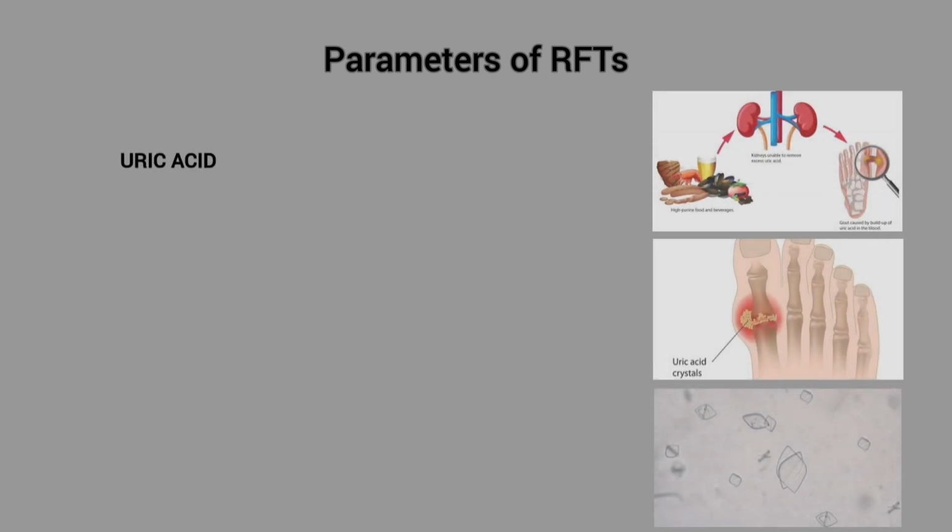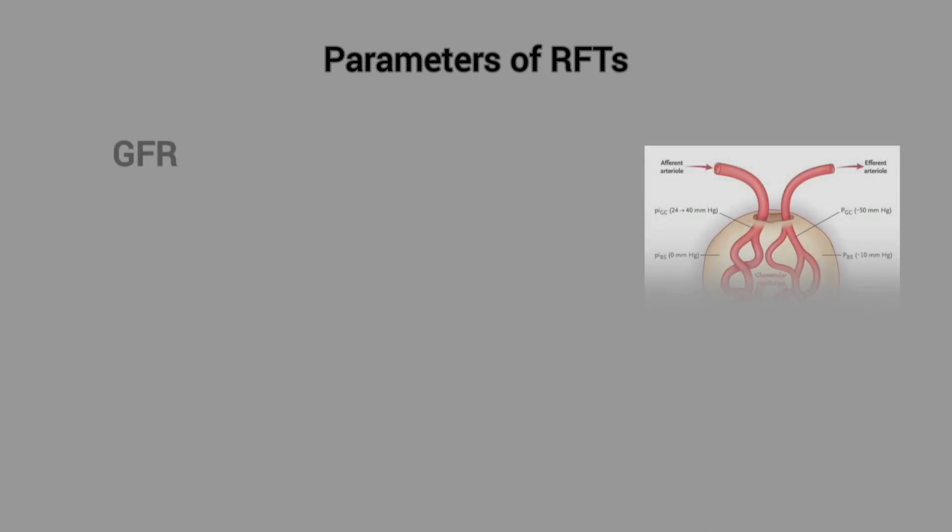Then uric acid. When purine breakdown occurs in the human body, uric acid is produced, with the reference range 3.5 to 7.2 mg per deciliter. Excess uric acid accumulates in the joints and causes joint pain and stiffness, etc. Then we have GFR in the last.